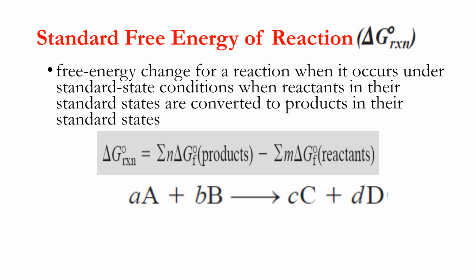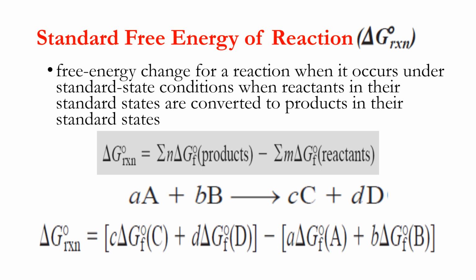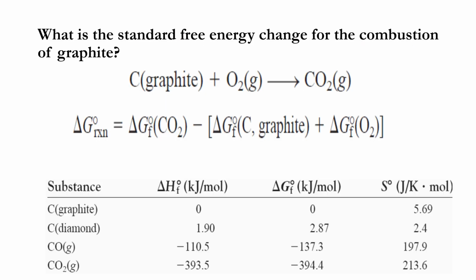So if we have this hypothetical equation, A plus B forming C and D with their stoichiometric coefficients, we shall have the general equation for the standard free energy of the reaction, which is the sum of the free energies of the products minus the sum of the free energies of the reactants, multiplied by their stoichiometric coefficients.